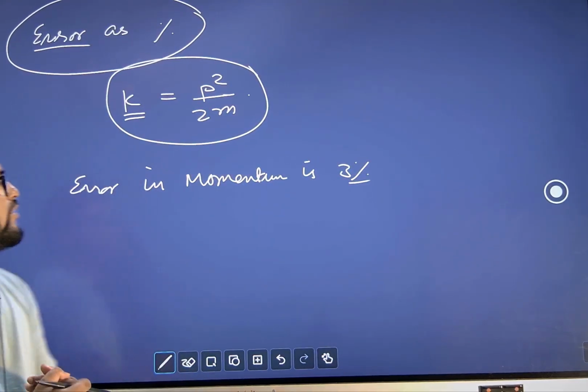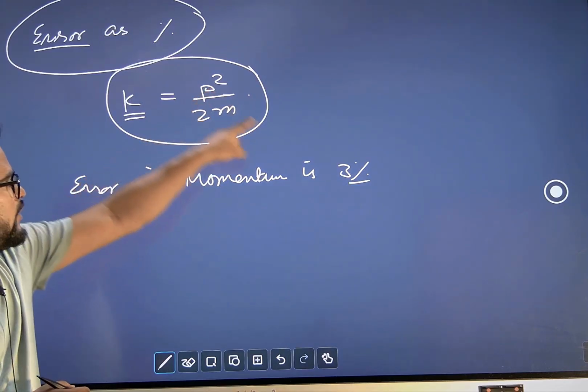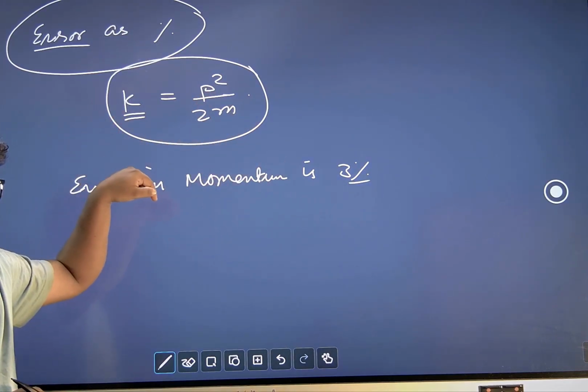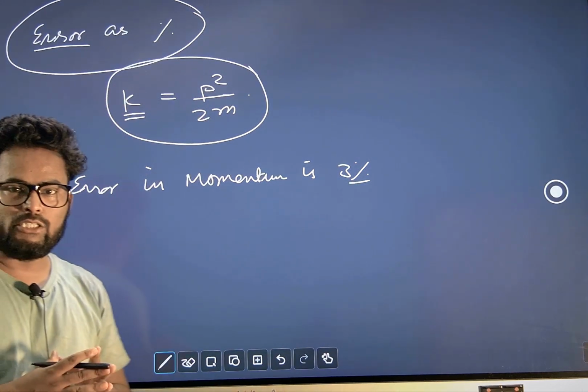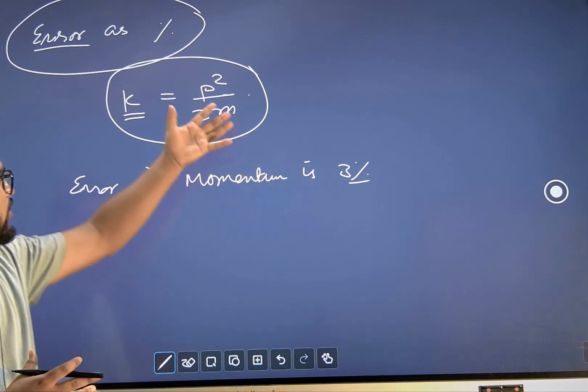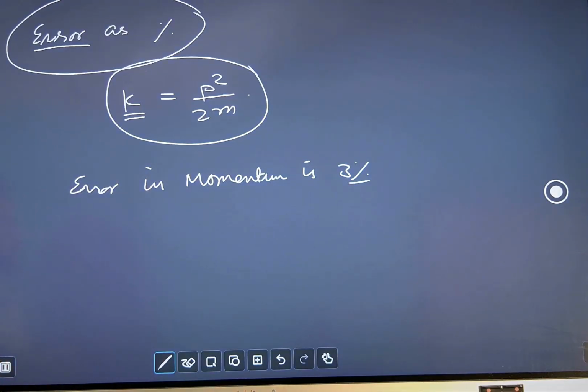The question can be rephrased like this. Momentum increases by 3%. What is the increase in kinetic energy? Or momentum decreases by 3%. What is the percentage decrease in kinetic energy? Or the third one here itself: error in momentum is 3%. So percentage error in kinetic energy. So all these three types of problems have the same approach.